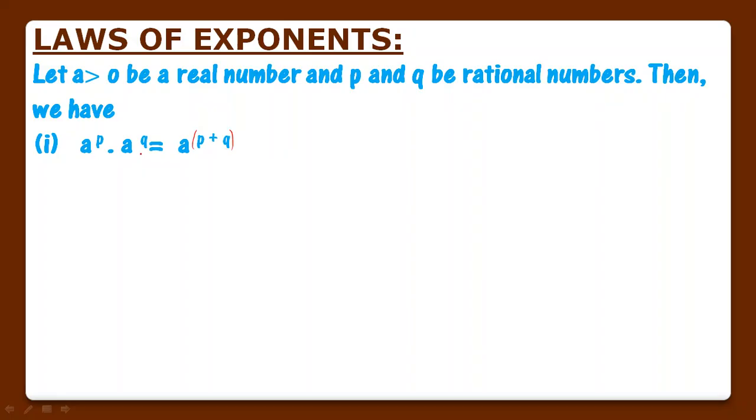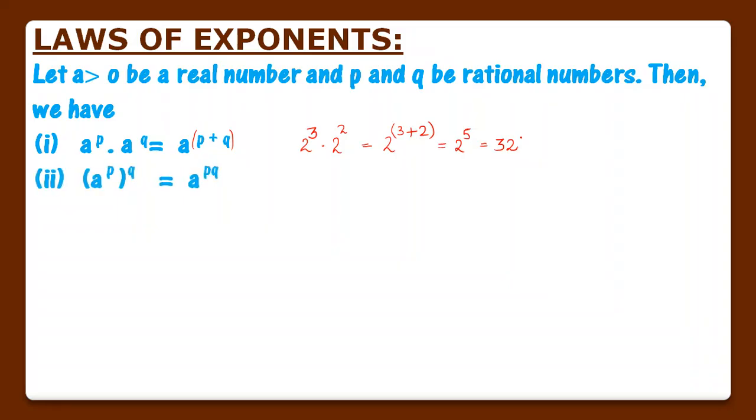When the bases are same and powers are different and they are in multiplication, we use this identity. Suppose 2 raised to the power 3 multiplied by 2 raised to the power 2. How will we solve it easily? 3 plus 2. 2 raised to the power 5, which is equal to 32. In this way, this identity is applicable.